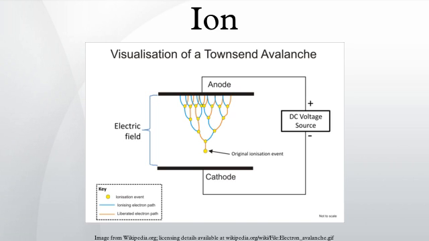The Geiger-Müller tube and the proportional counter both use a phenomenon known as a Townsend avalanche to multiply the effect of the original ionizing event by means of a cascade effect whereby the free electrons are given sufficient energy by the electric field to release further electrons by ion impact.